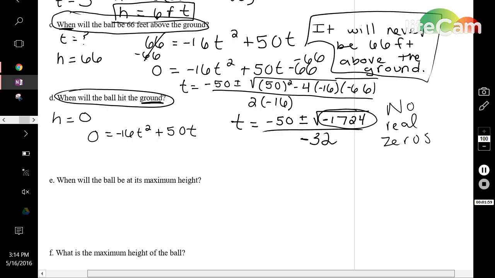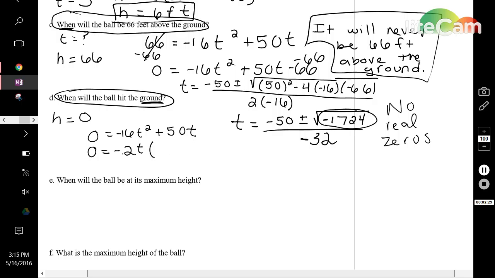Now, two options. You can use the quadratic formula, or you can take out the GCF. I'm going to use the GCF because I find that to be a more efficient method. So the GCF of negative 16 and 50 would be a negative 2. The first term is negative, so remember you have to keep a negative with the GCF. And I can also factor a t out of each.